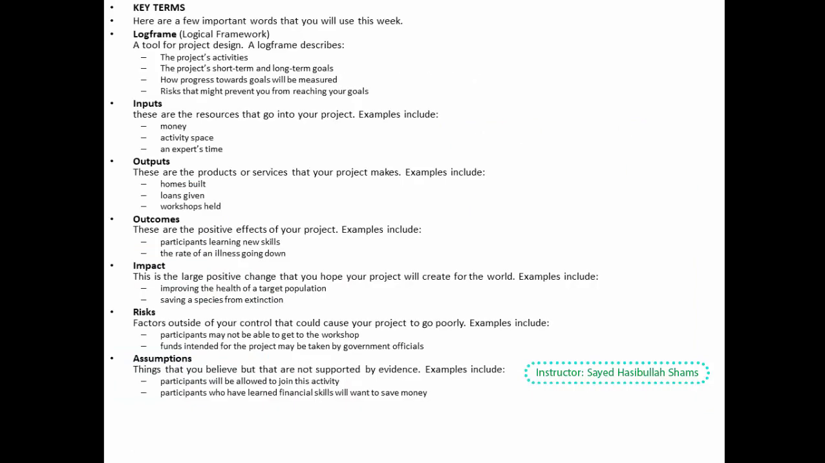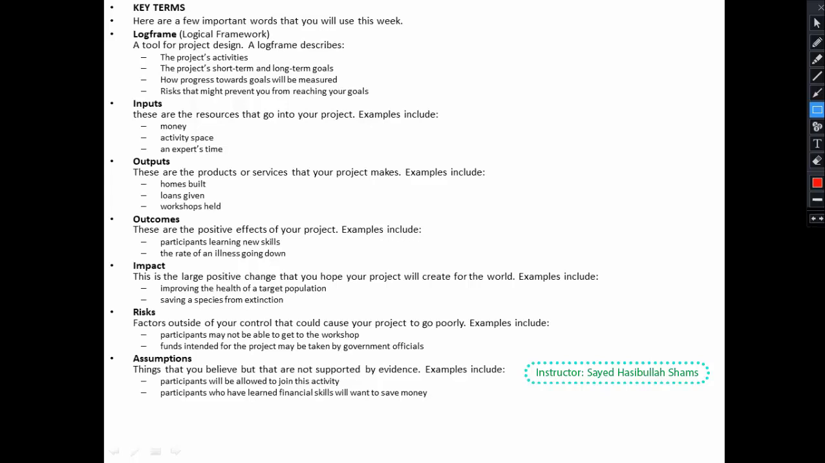As we have mentioned before, the Logframe is a simple analytical tool used to plan, monitor and evaluate a project. Here we have a Logframe and another definition. It's a project design tool to understand the project activities like input and output, and also to understand the short-term and long-term goals, and how progress toward goals will be measured, and risks and assumptions.